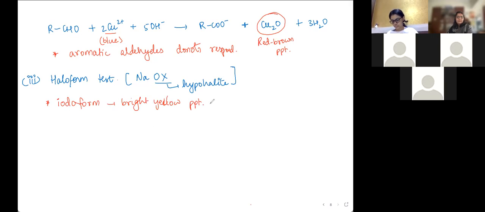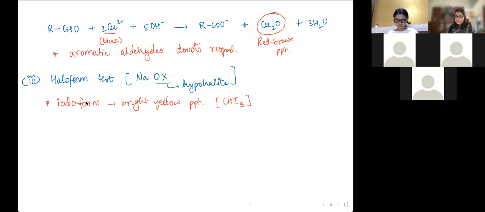Can you guys figure out the formula for iodoform? Isn't it CHI3? CHI3, yes. Chloroform is CHCl3, iodoform will be CHI3, because iodo is iodine.